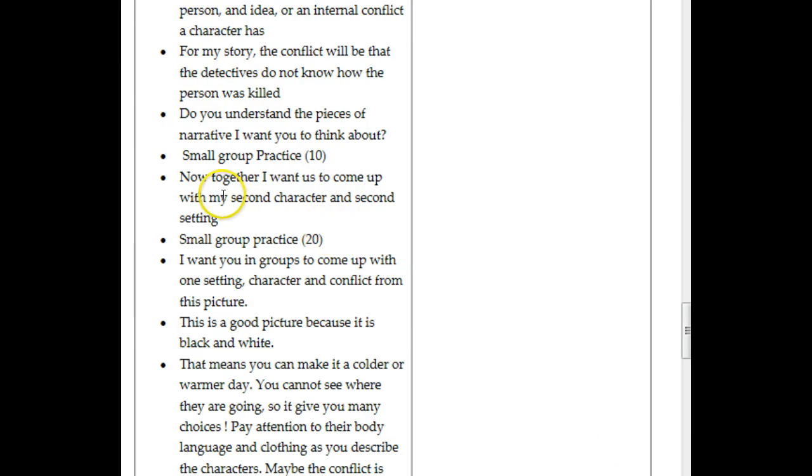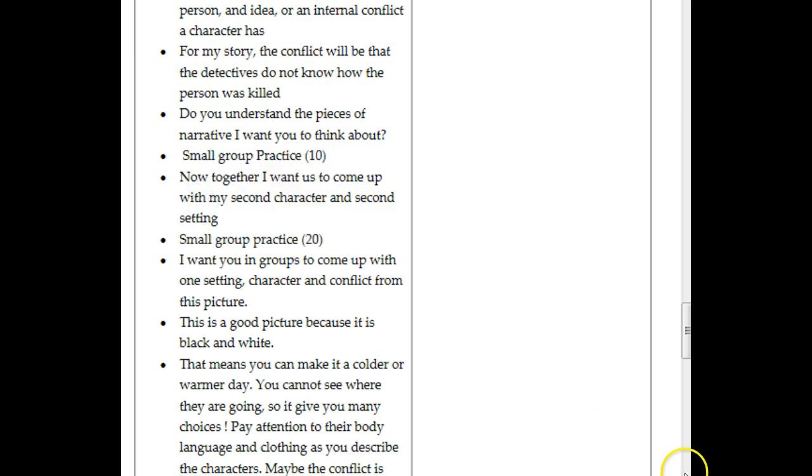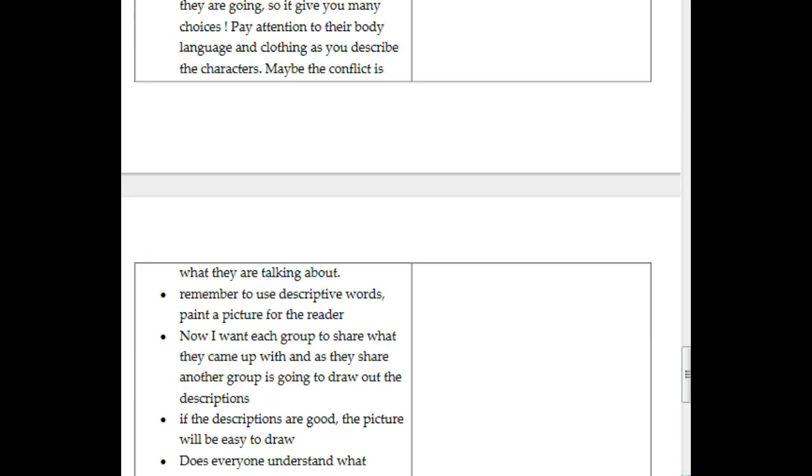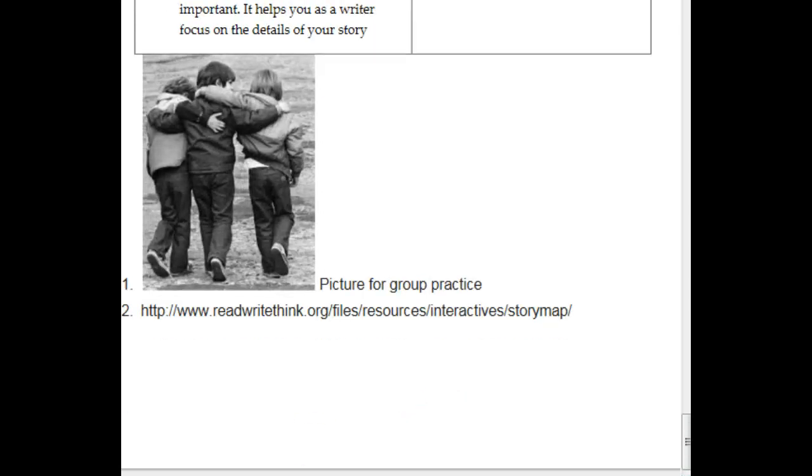Having kids come up with a second setting and a second character can mean many different things. This in and of itself is, if not a lesson plan, at least a mini lesson, okay? So slow down on these pieces. Give the kids some time to do some processing.